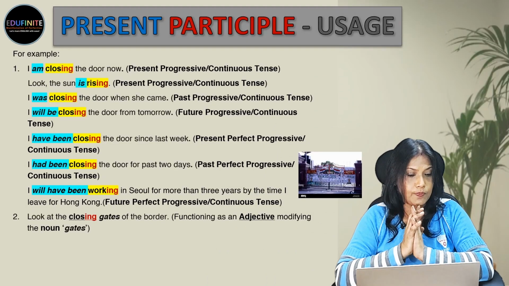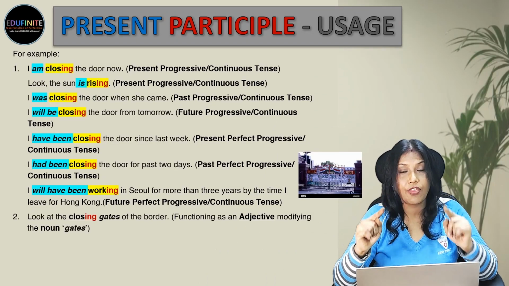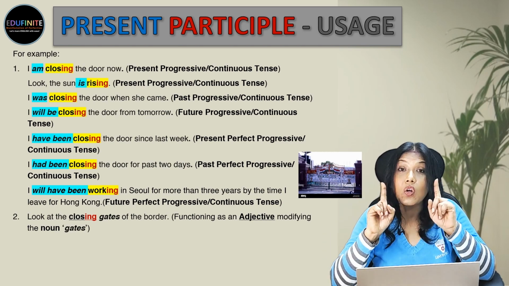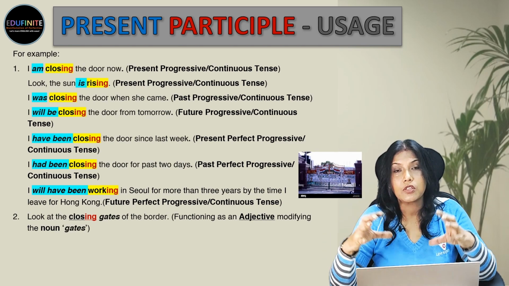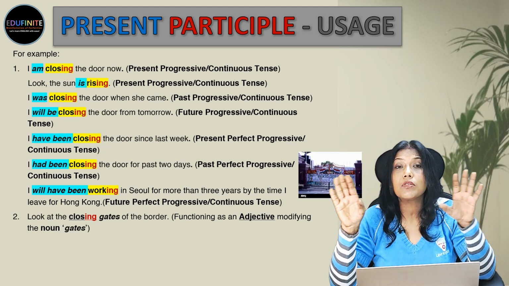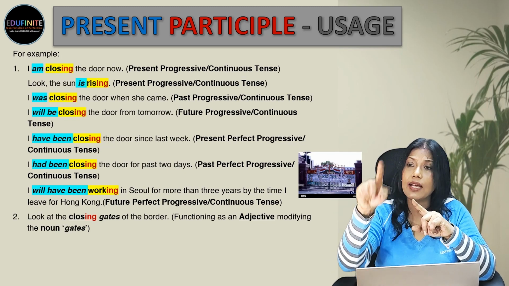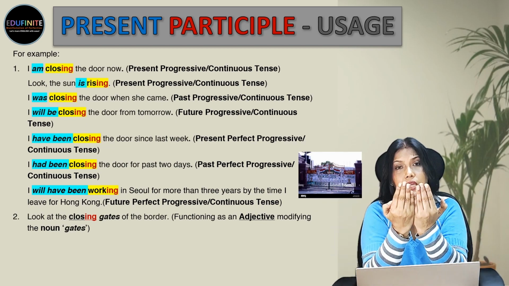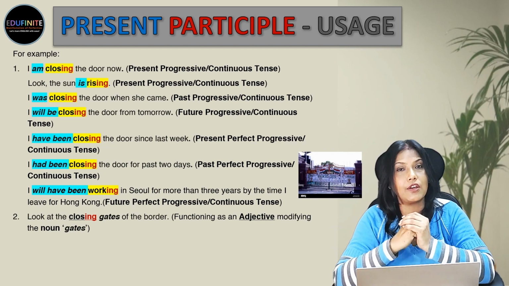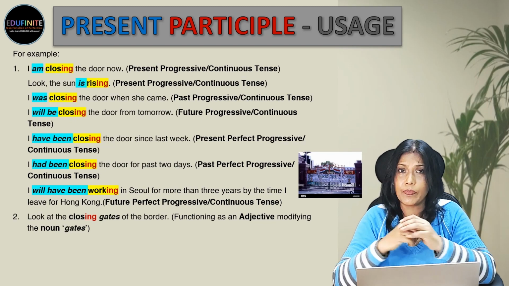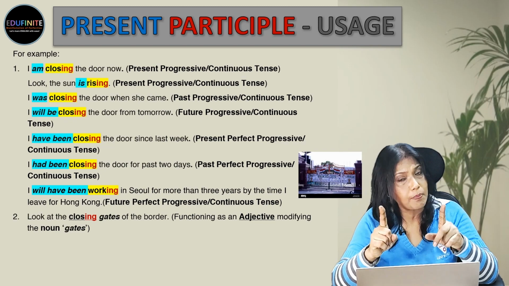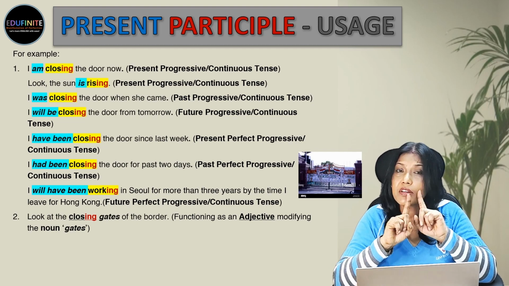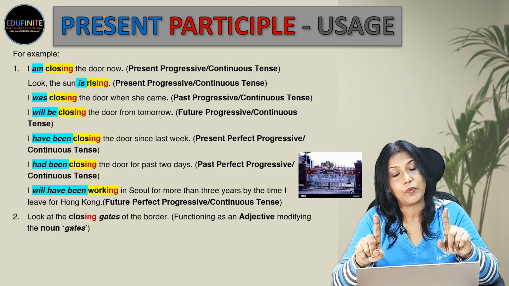Next we come to look at the closing gates at the border. Now closing gates, so we are telling more about the gates which we are trying to tell someone to look at. So what are the gates doing? The gates closing. So closing here, in spite of the fact that it looks like a verb, is the present participle form of close. Yes, but here it is not acting like a verb. What is it doing?